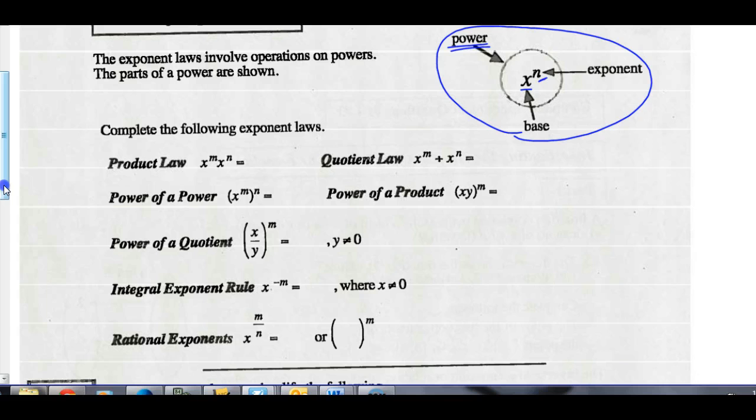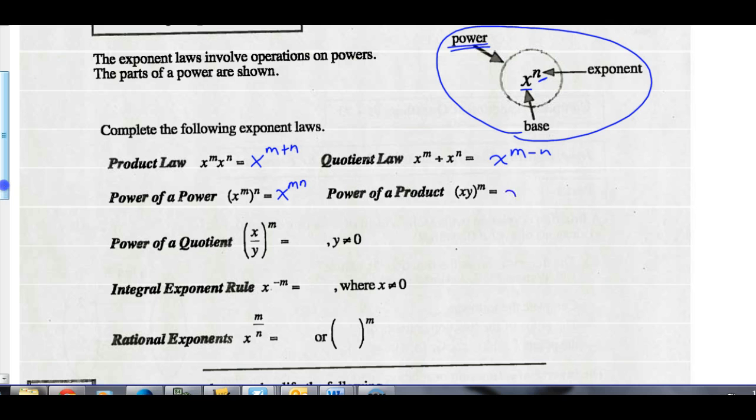Complete the following exponent laws. The product law: x to the m times x to the n. The rule says keep our base and add the exponents. Quotient law: we're dividing powers of the same base. Keep our base and subtract the exponents. Power raised to a power: keep our base and multiply the exponents.